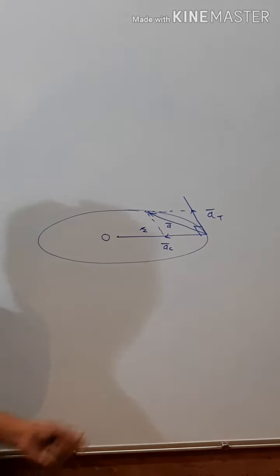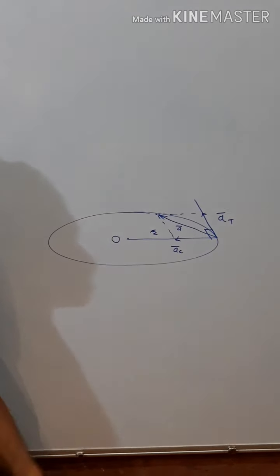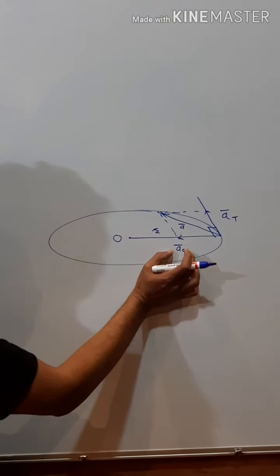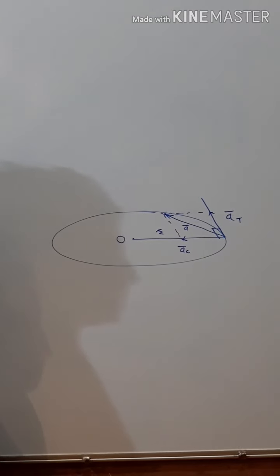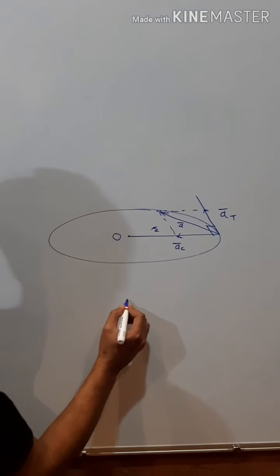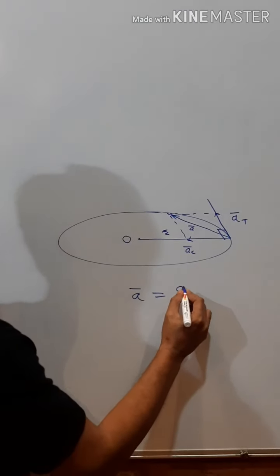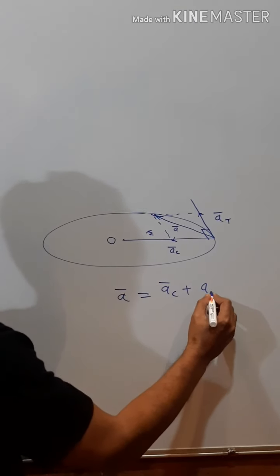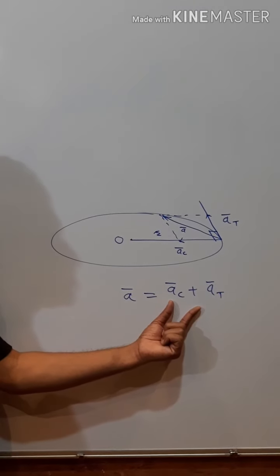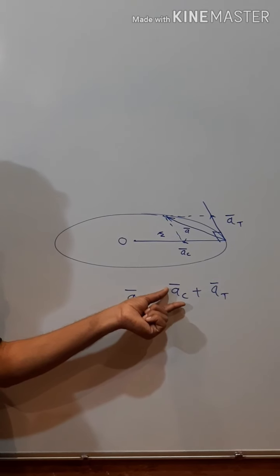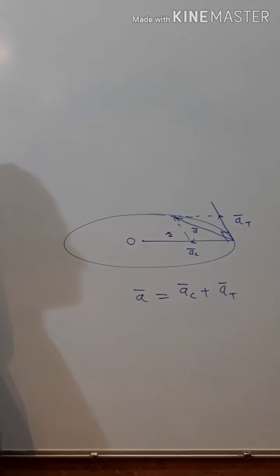This is the resultant acceleration A bar, and the diagram shows that it has two components. One is centripetal acceleration AC bar and another is tangential acceleration AT bar. Therefore, the resultant acceleration A bar is expressed as AC bar plus AT bar. So, the resultant acceleration has two components, a centripetal acceleration AC bar and a tangential acceleration AT bar.